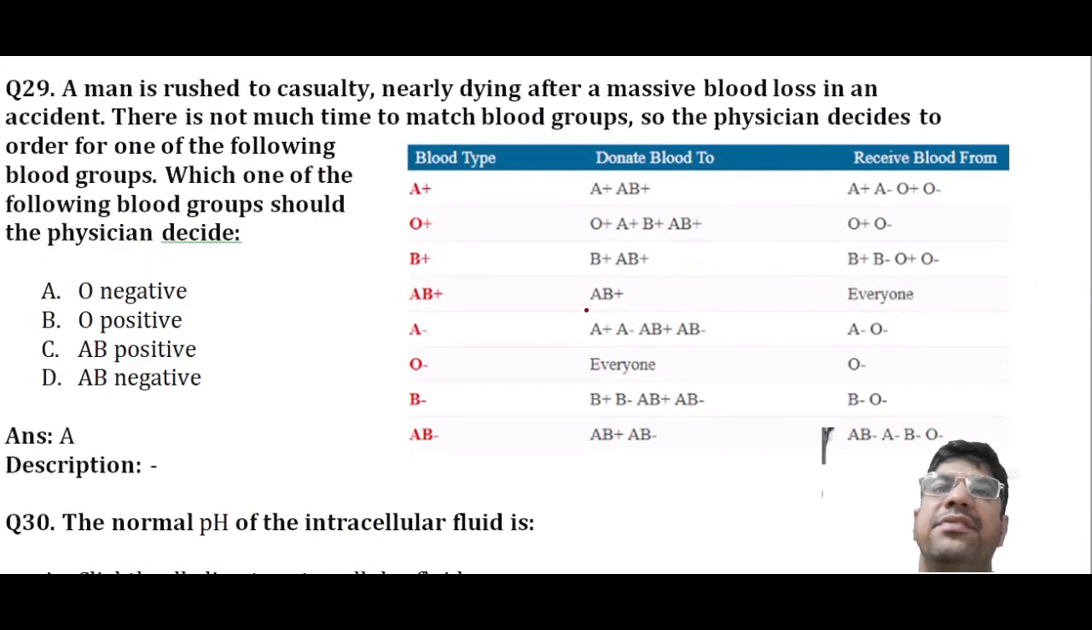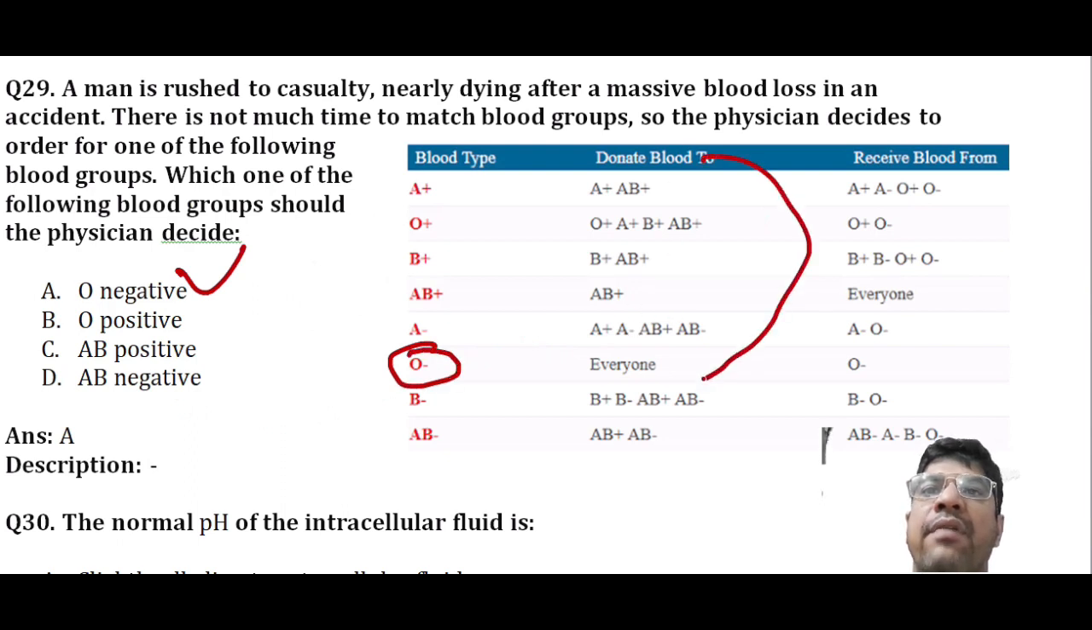A man is rushed to casualty, nearly dying after massive blood loss in an accident. There is not much time to match the blood group. So the physician decided to order one of the following blood groups. The answer would be O negative. So O negative can donate blood to everyone.